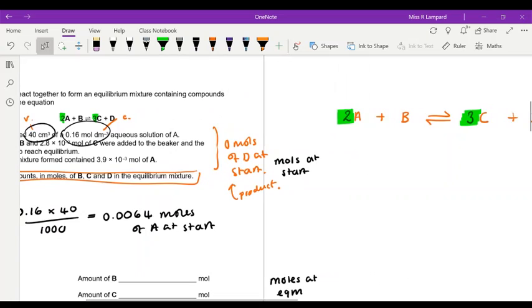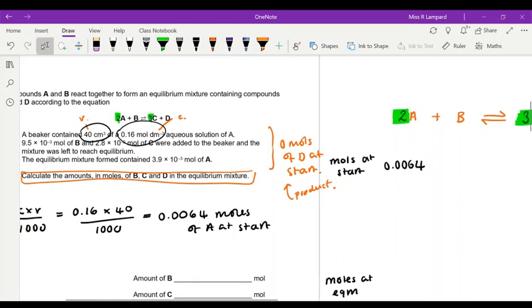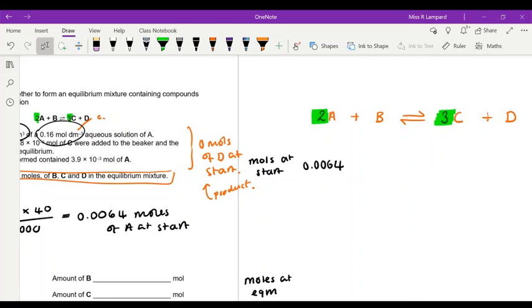So I can then input that into this number here, 0.0064. Remember, as you carry across from your calculator onto the page, make sure you're giving it to the right number of decimal places. We've been told that we've been given 0.0095 moles of B, and we've been given 0.028 moles of C, and remember we've got 0 moles of D because there was nothing put in there at the start.